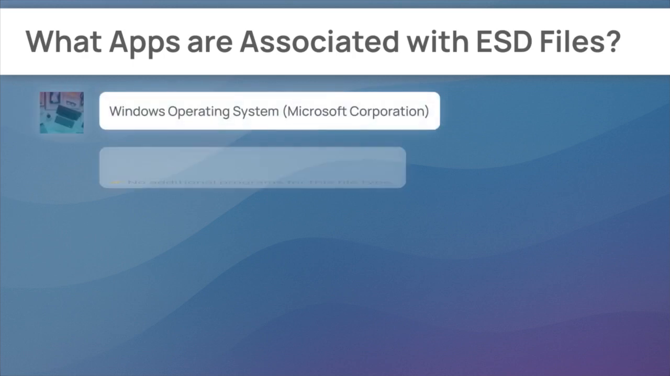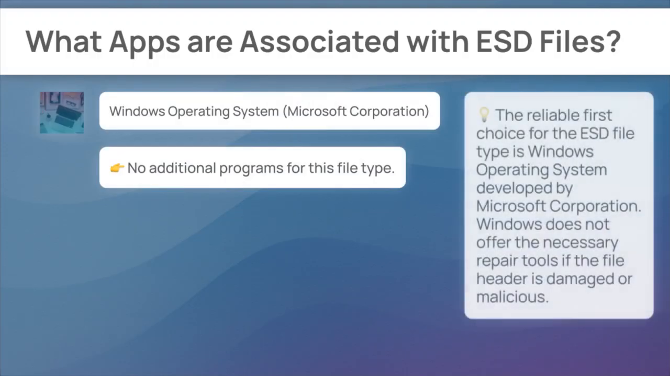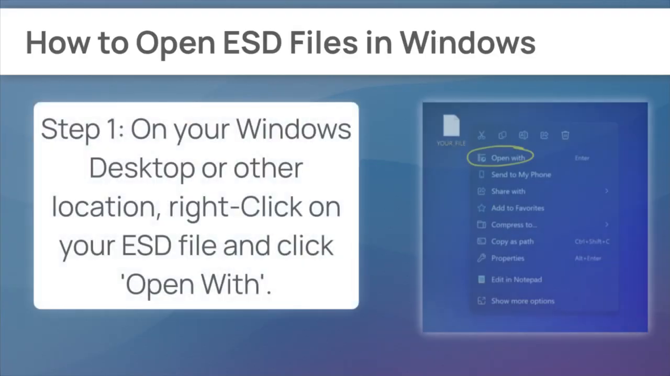The initial software setup links the ESD file directly to Windows Operating System by Microsoft Corporation. Windows might mistakenly flag the file as corrupt without specialized context. Windows lacks complete archive parsing, so specialized programs must handle extraction. This is the first step toward access.